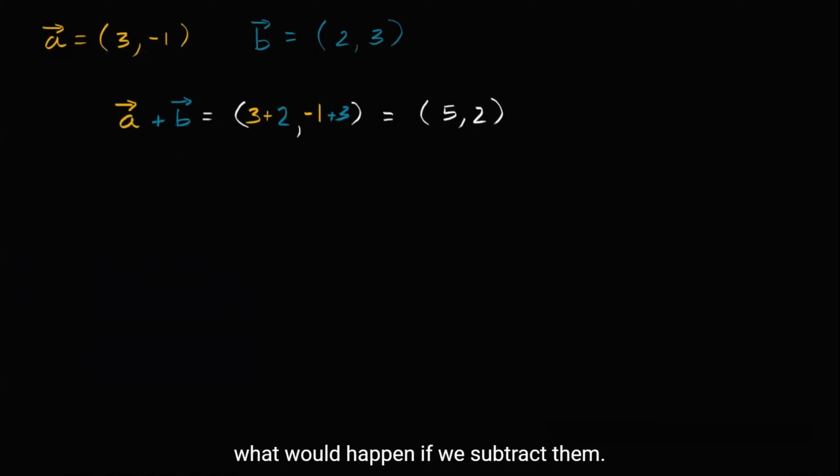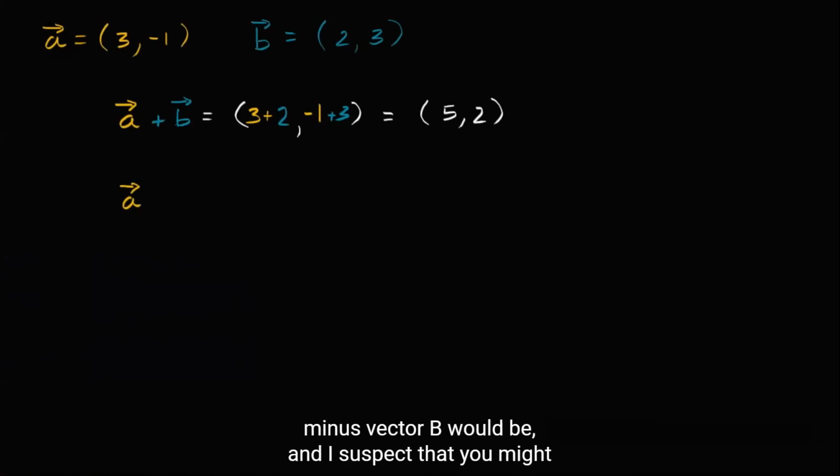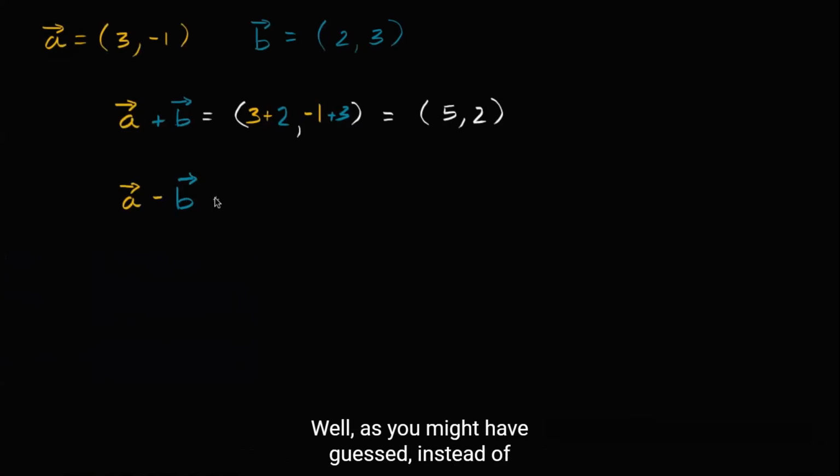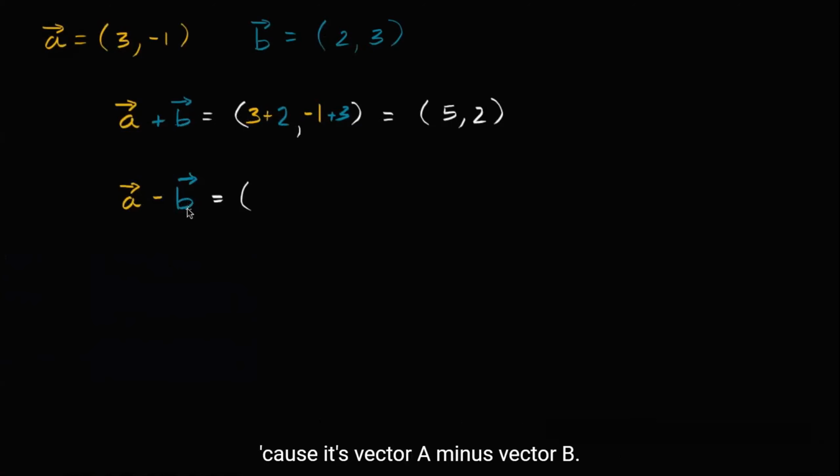Now instead of adding them, let's think about what would happen if we subtract them. So let's think about what vector A minus vector B would be. And I suspect that you might be able to guess, or at least think about what would happen if you subtract vector B instead of adding vector B. Well, as you might have guessed, instead of adding the corresponding components, we subtract it. So our x component is going to be the x component of A minus the x component of B. That's vector A minus vector B. So our x component is going to be 3 minus 2.